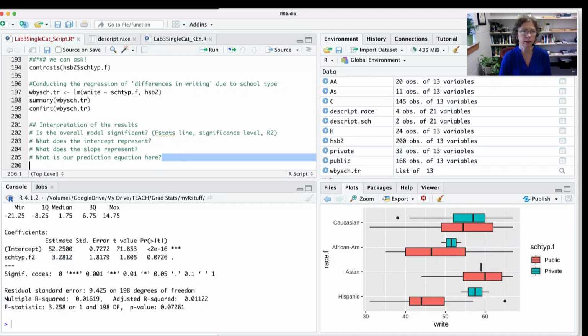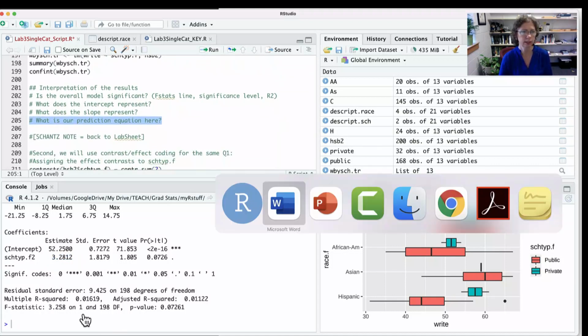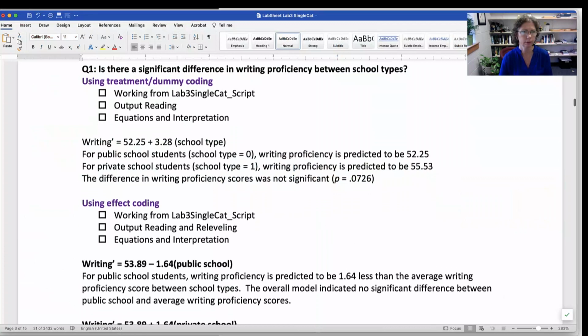So how do we use all this to create our prediction equation? We take that 52.25 and the 3.28. So writing predicted is the average of public school plus the increase or the change that would be for private school, because they're coded as type 1. So to get the average for private school, we just add those numbers together, 52.25 and 3.28.